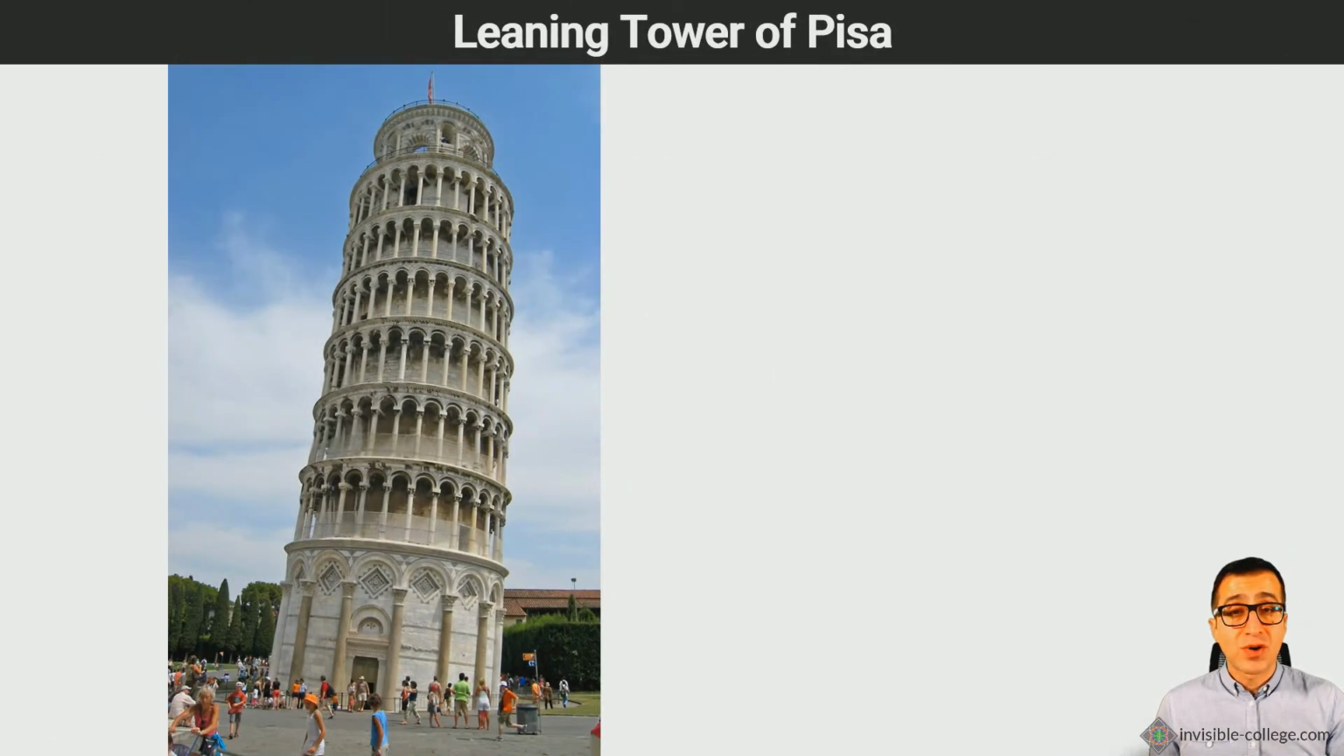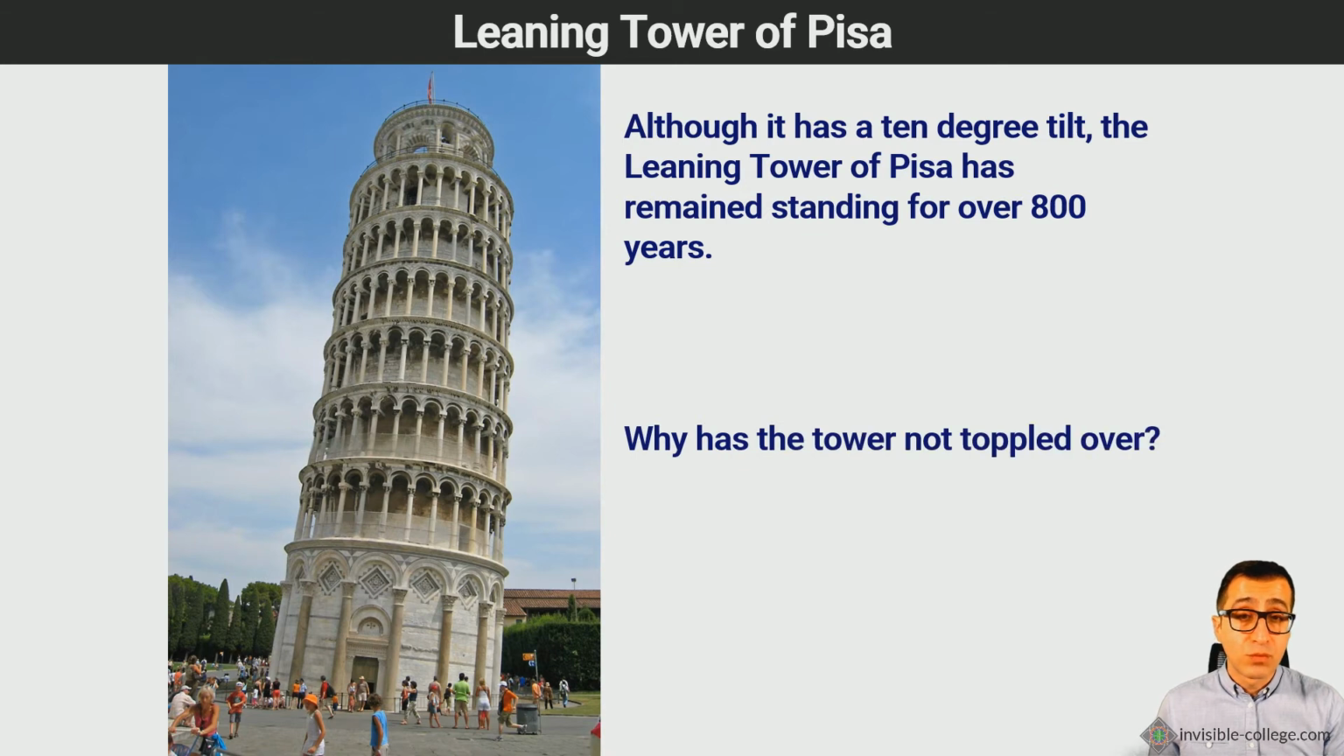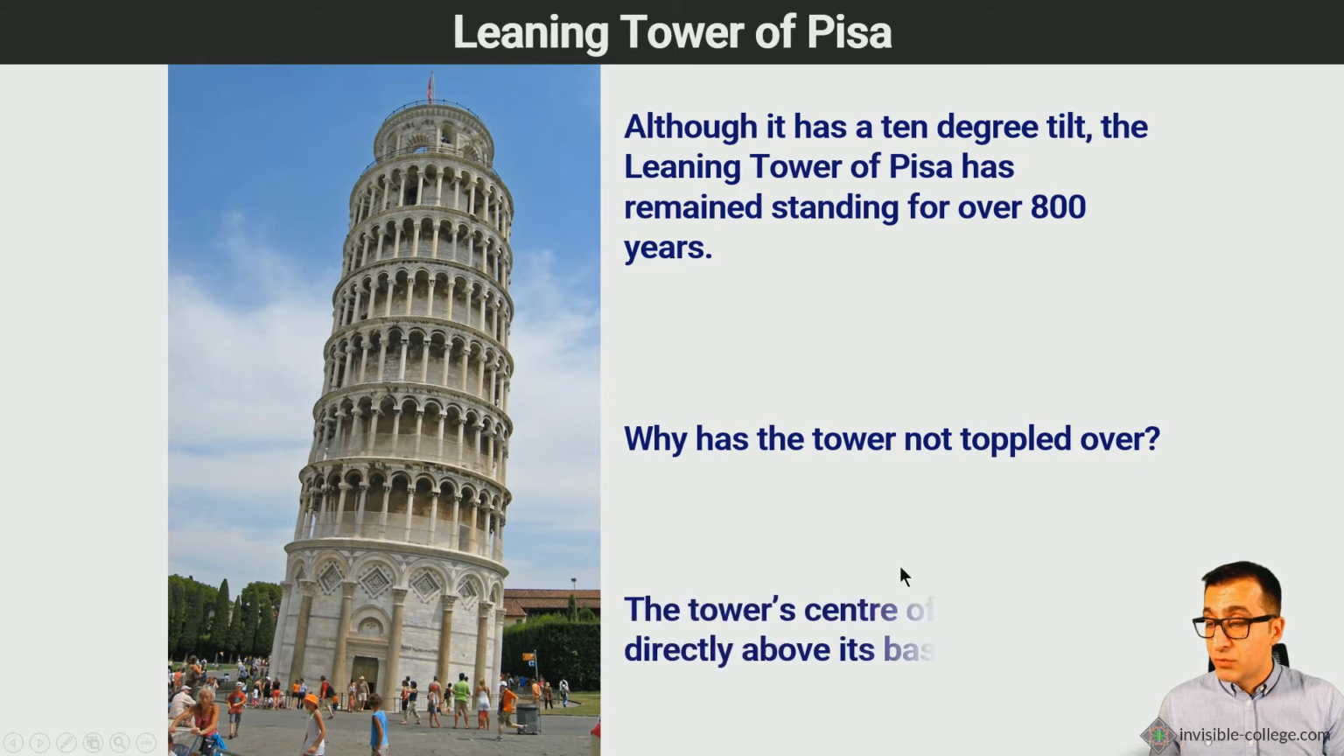So this is a very famous structure here, the Leaning Tower of Pisa. Even though it is leaning at quite an appreciable angle, it has actually remained completely stable for over 800 years. Now, why has the tower not toppled over? Well, the reason is, again, because the tower's center of mass is still located above its base. So in this case there is no anti-clockwise moment acting around this pivot point that would cause it to topple over. This is the reason why, despite the fact that it does lean to some appreciable degree, the Leaning Tower of Pisa has not fallen over, at least not yet.